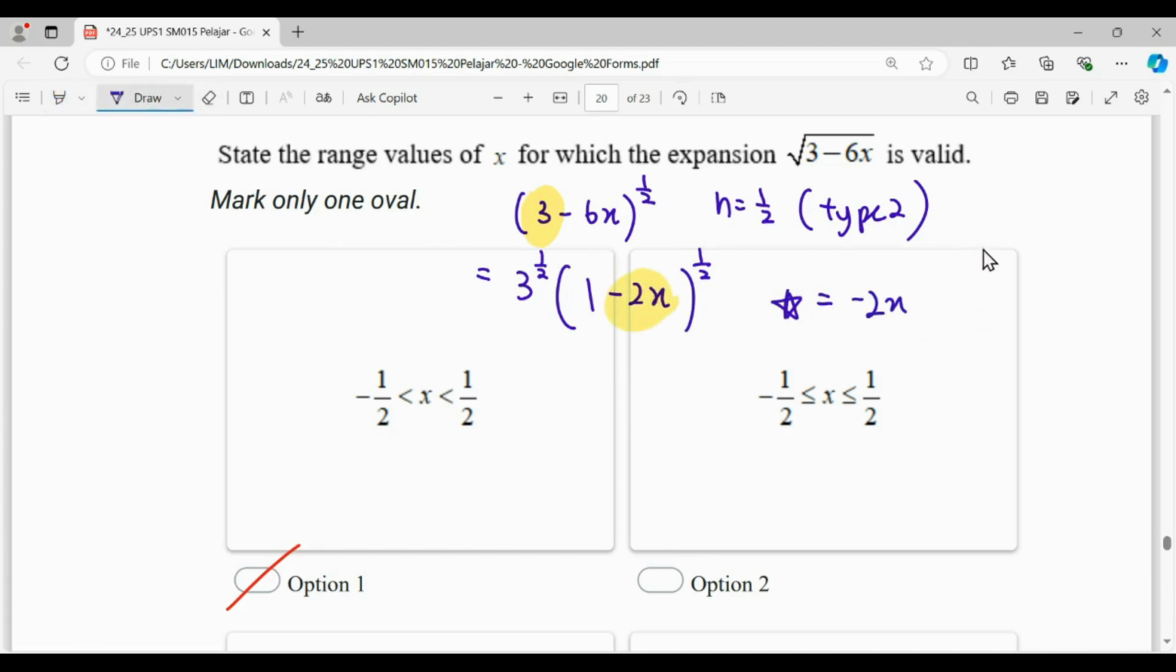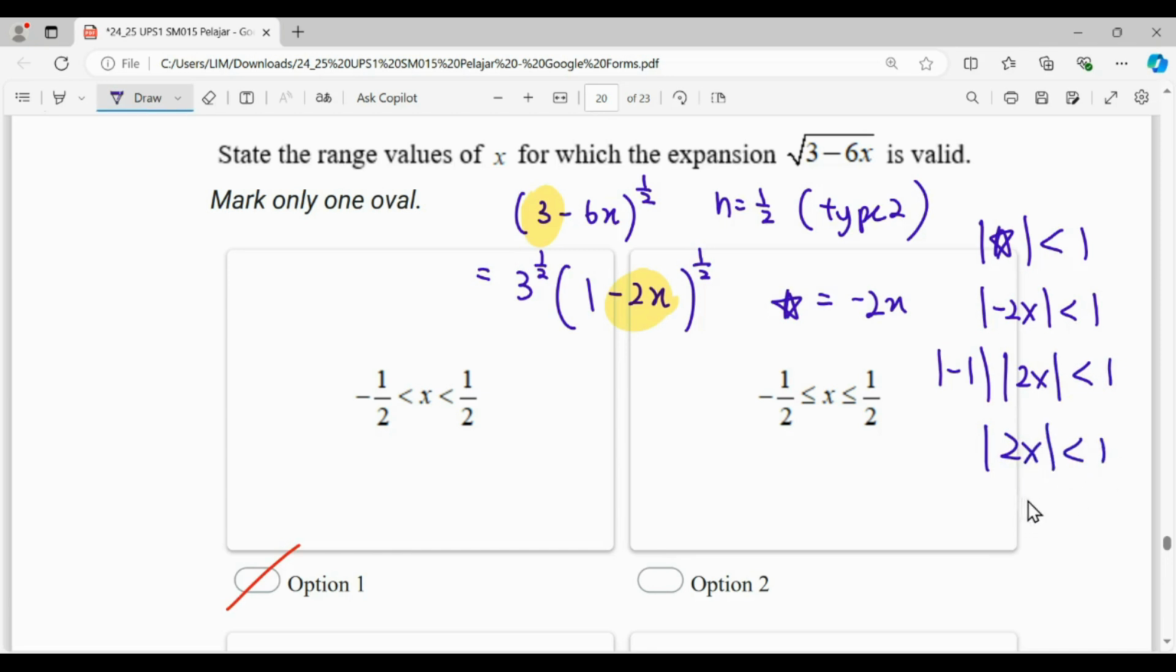Our star, the term that we want to expand, is negative 2x. To find its validity, the formula is modulus star less than 1. So modulus negative 2x less than 1. We simplify the negative: modulus negative 1 times modulus 2x. Modulus of negative 1, we get positive. Lastly, we get modulus 2x less than 1. Open the modulus: negative 1 less than 2x less than 1. Divide by 2, so 1 over 2, negative half. So here we have our option.